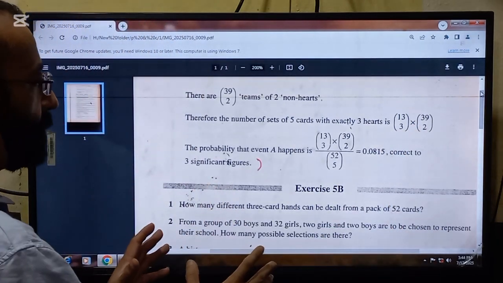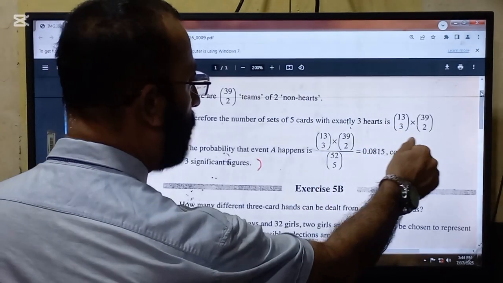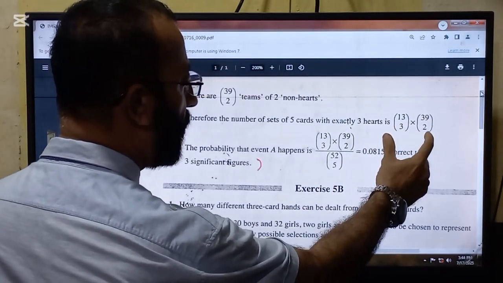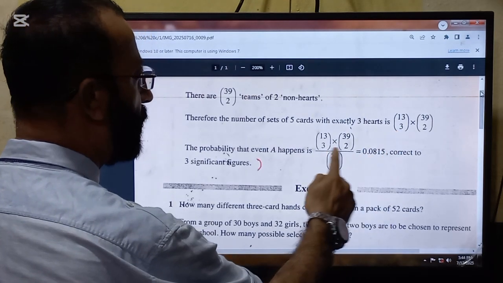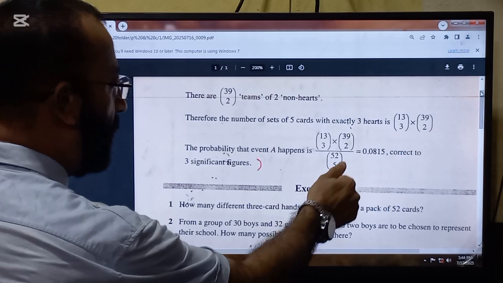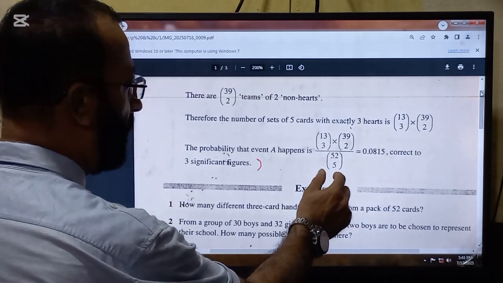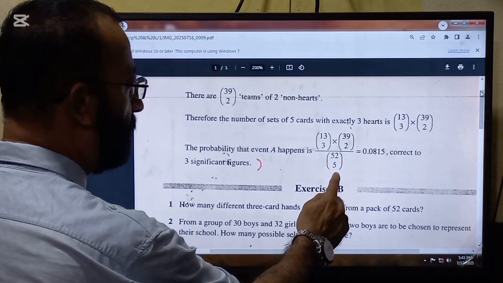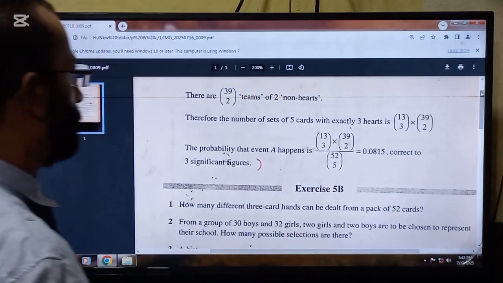So now we are going to find the probability at last. This is the favorable outcome, because 5 cards are to be chosen, out of which exactly 3 are hearts. So this factor will be put in the numerator, and the total number of options will be put in the denominator, that is 52C5. Now you will solve it on the calculator to get the answer.